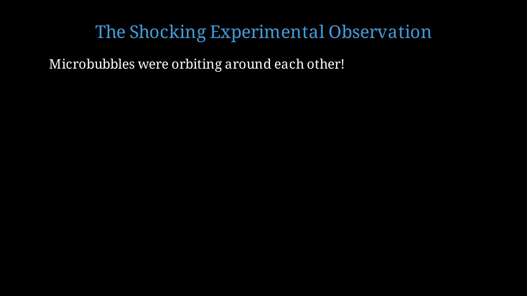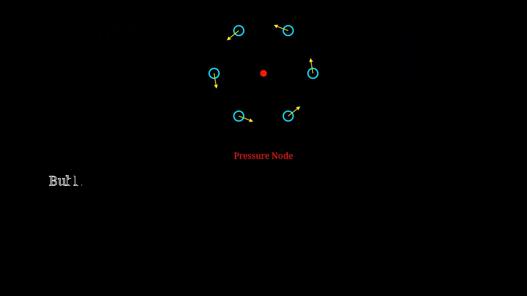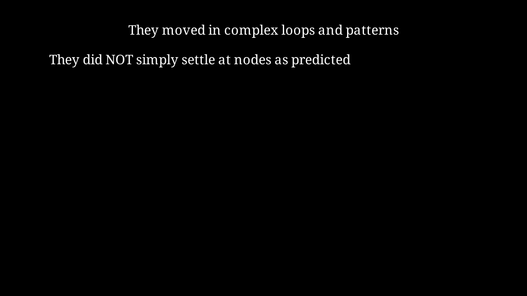But when experimentalists actually looked at microbubbles in standing sound fields, they saw something completely unexpected. Instead of settling at nodes, microbubbles were observed orbiting around one another in complex patterns. This diagram shows bubbles forming a ring structure and orbiting around a central point near a pressure node. This was completely unexpected. Bubbles arranged themselves into chains, with each bubble oscillating in phase with its neighbors. The motion wasn't random. Bubbles traced out reproducible trajectories including circles, ellipses, and even figure-8 patterns. Most striking of all, they did not simply settle at the pressure nodes as every textbook predicted they should.